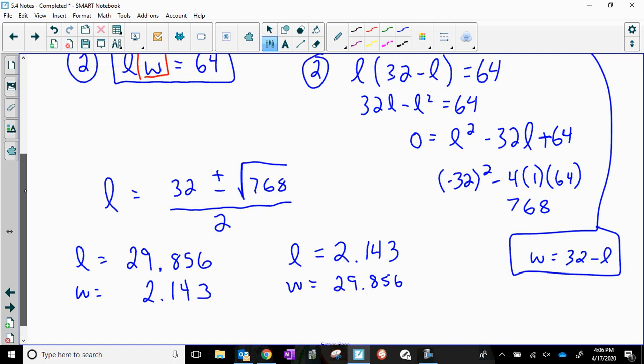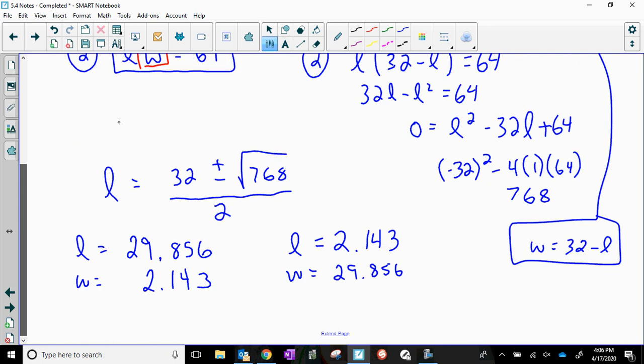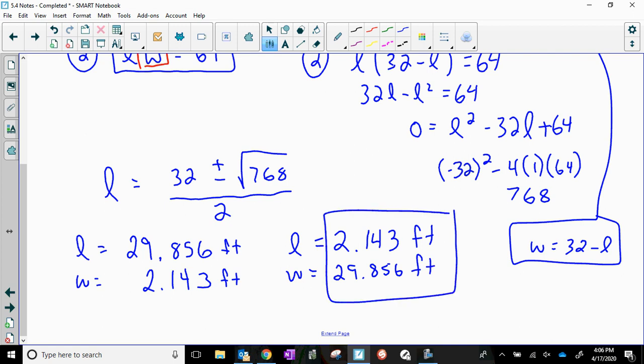So the last thing I have to do to answer my problem is make sure I label it properly. And they said feet. That's the unit of measurement. So one dimension is 2.143 feet. The other dimension is 29.856 feet. So you can go to decimals and go to 3 decimal places.